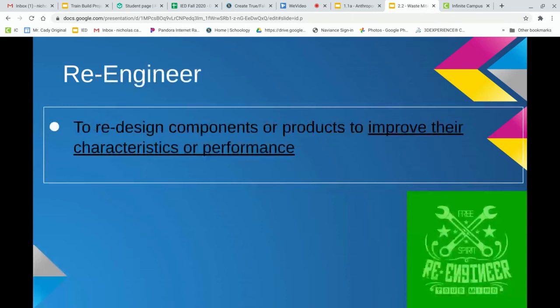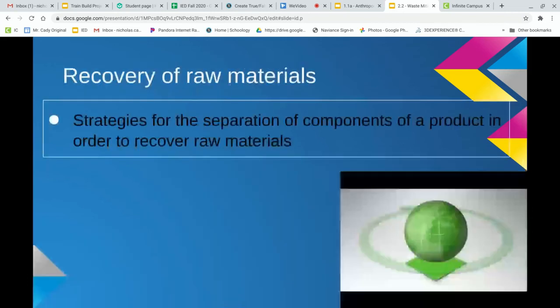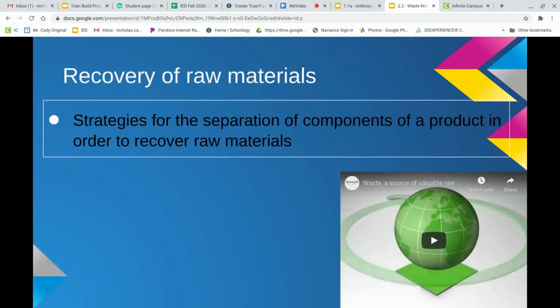Re-engineer: to redesign components or products to improve their characteristics or performance. Reuse and recover of standard parts at the end of their product life. So maybe this is called upcycling. Maybe this is what we need to do with a lot of our old microchips that we have on circuit boards. Recovery of raw materials: strategies for the separation of components of a product in order to recover raw materials.